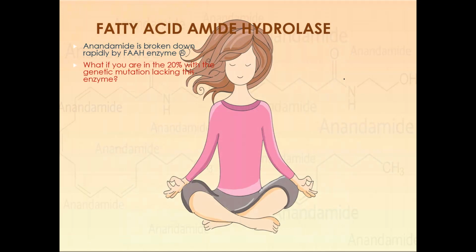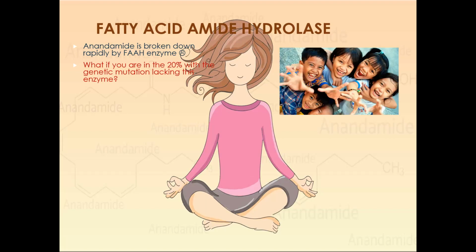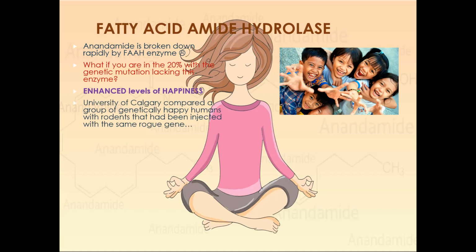20%. So my goal is, let's get you all up. So all of us are mutants. What if you were one of the people who had a mutation where you don't have this enzyme? I'm pretty sure this enzyme is not active until you hit puberty, because children just smile, you're bliss, they're just so happy. You have enhanced levels of happiness. They've done studies on this, and this is what happens if you have this mutation. Mutations get a bad name. Mutations are amazing. University of Calgary compared a group of genetically happy humans. So these people who do not have this enzyme, they're just always happy.